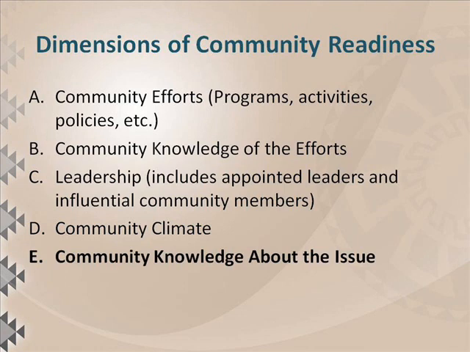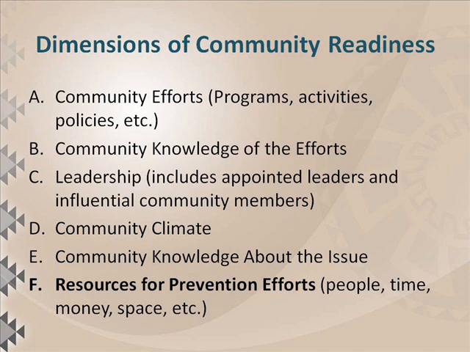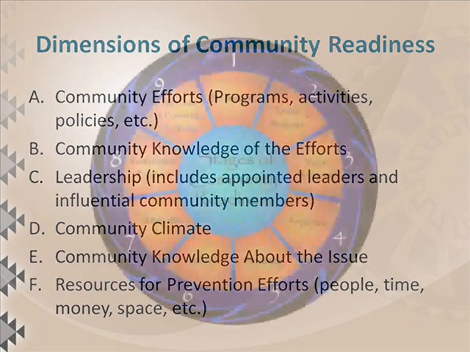Dimension E looks at the community's knowledge about the issue, whether that be HIV and AIDS, alcohol abuse, methamphetamine use, and it really asks questions about how knowledgeable the community is about local issues and signs and symptoms of that concern, and local data that's available to the community. And Dimension F looks at resources for prevention or treatment efforts. These questions deal with people volunteering their time, donating money, organizations making space available, and the expertise within the community to deal with that issue. Those are the 6 dimensions of community readiness.